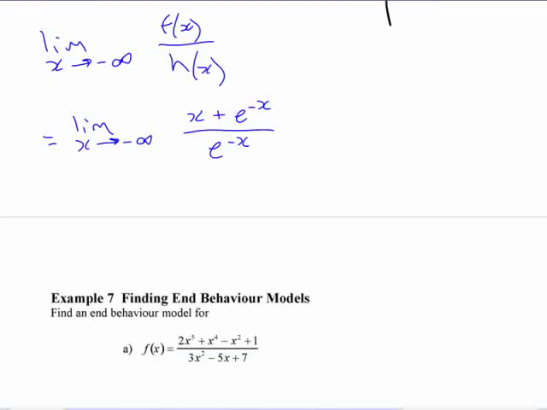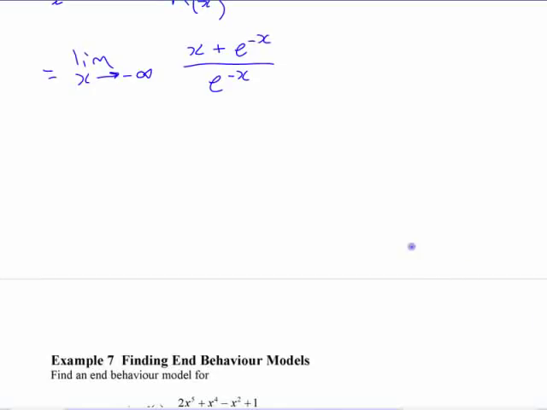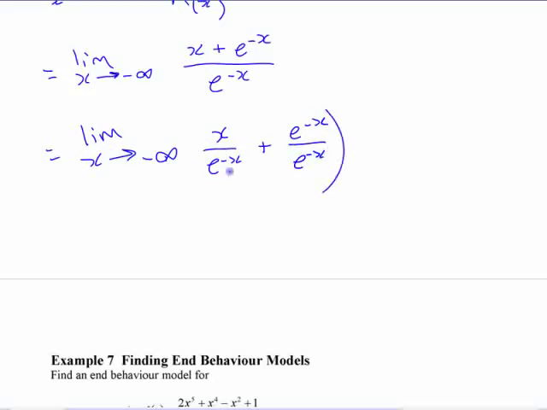This one's going to be harder because it's got negatives, and it's also going to involve thinking about negative infinity. If we keep going with this and simplify it the same way we simplified before, what do we have here? We have x over e to the negative x plus e to the negative x over e to the negative x. The right side is easy. If you got it split up like that, you should probably put brackets around it.